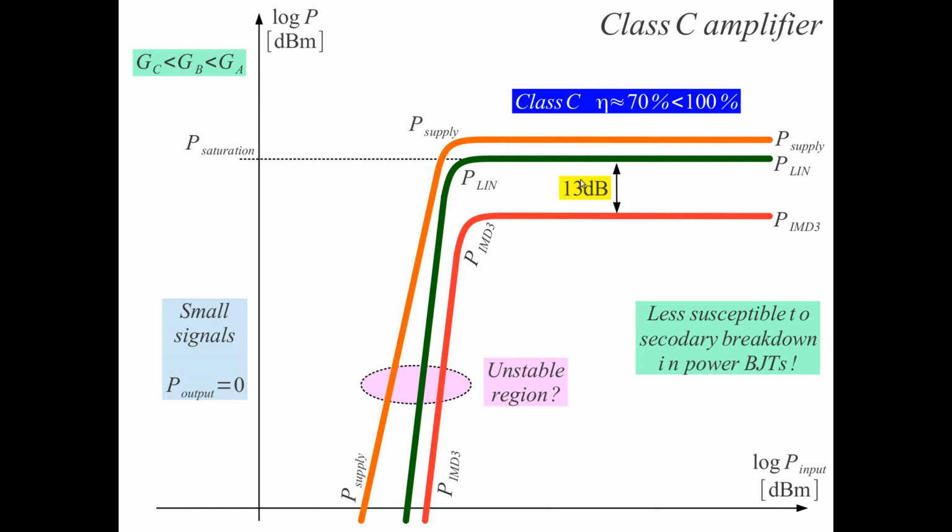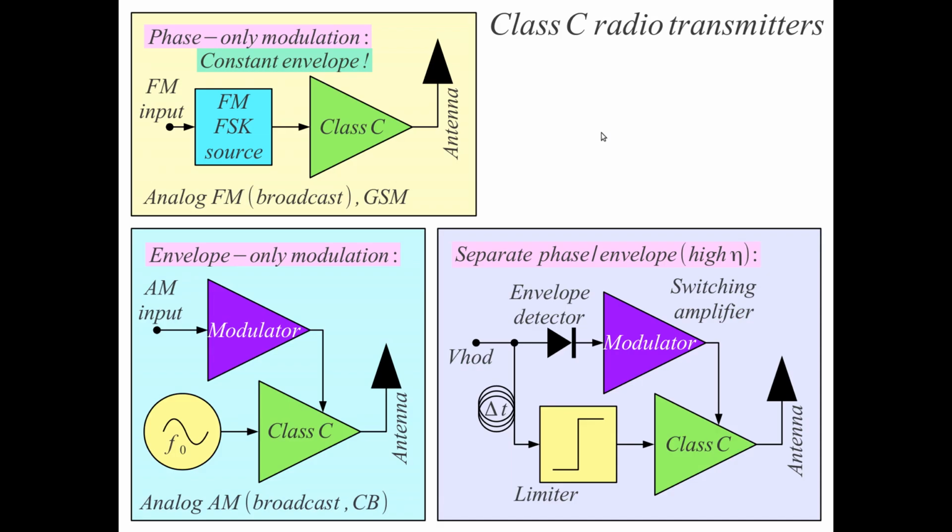So what about Class C? Now we are mostly using it here. What can we do with the Class C amplifier in practice? We may use Class C for modulations that use phase-only modulation of the radio frequency signal. So if I have here an FM modulator or a frequency shift keying modulator for digital transmission, like in a GSM phone, or an analog FM broadcast, all these transmitters may use the very efficient, very simple, very reliable Class C output amplifier.